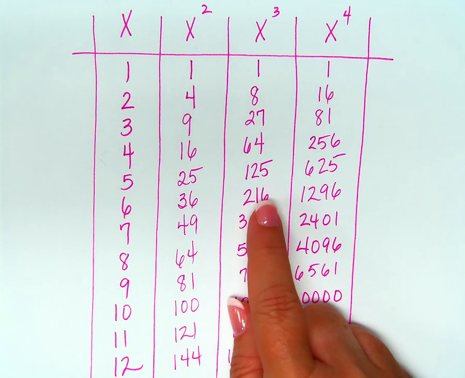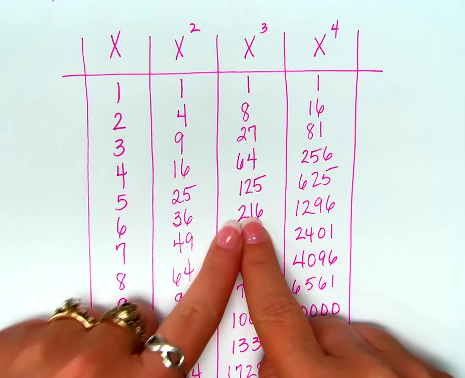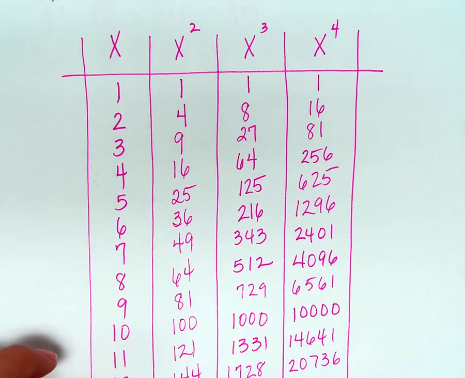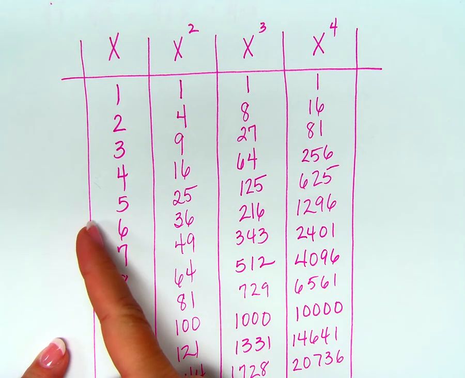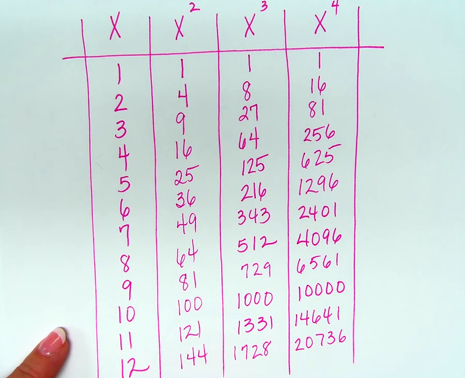Because if you're familiar with it, if you're like, oh, 216, okay, the cube root of that is 6. Oh, okay, 6, got it. Right? I want you to be able to go this way, but I also want you to be able to go this way. For the record, guys, I don't have this chart memorized at all.